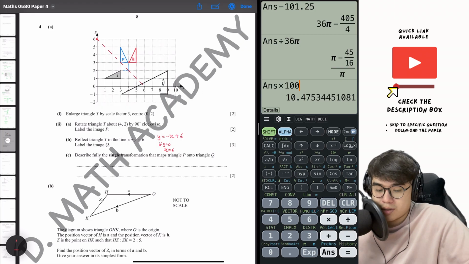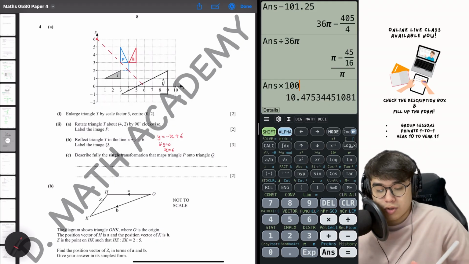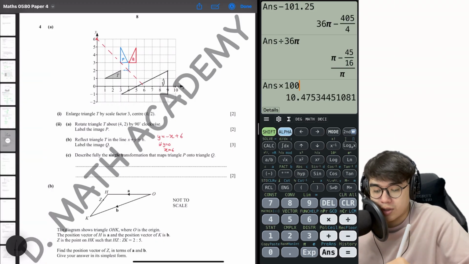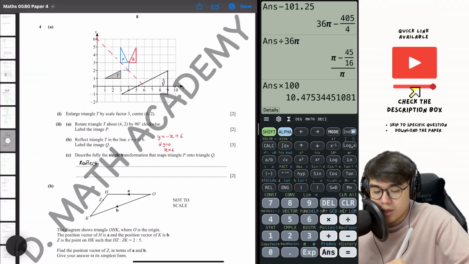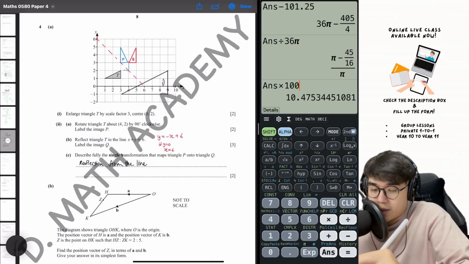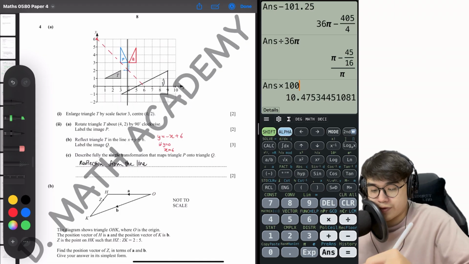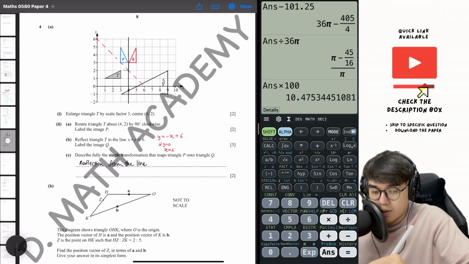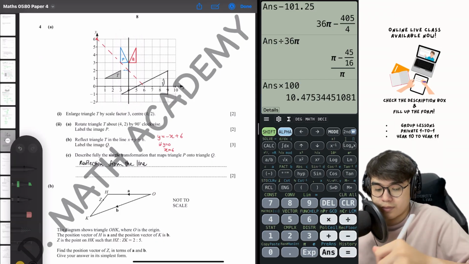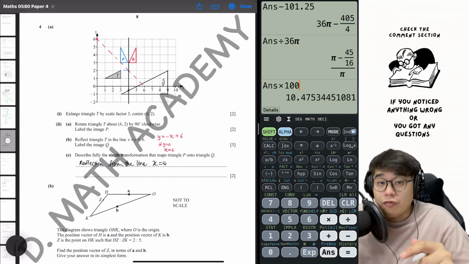And the last part, describe fully a single transformation on the map so that P is onto Q. P onto Q means that P reflect to Q. So this one is a reflection. Reflection from the line. Okay, I think it's down to the middle. It's touching at 4. Okay, shift this a little bit. Okay. This is the answer. So that's it for 4A here.